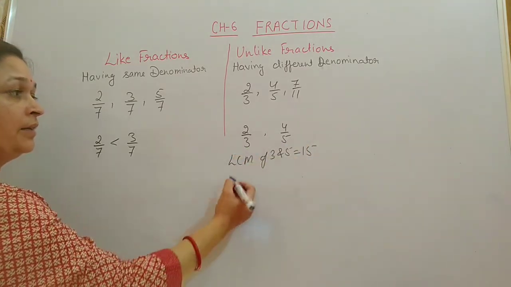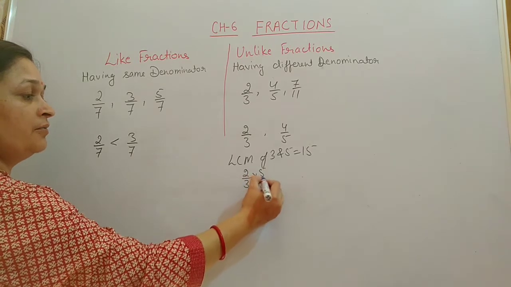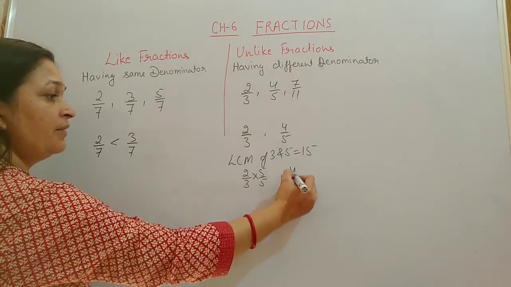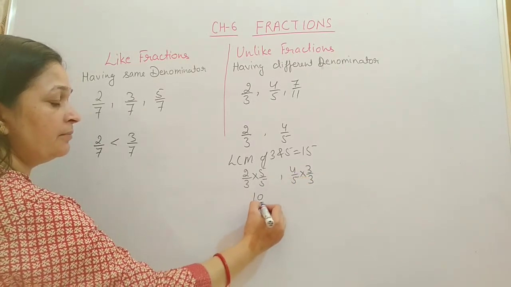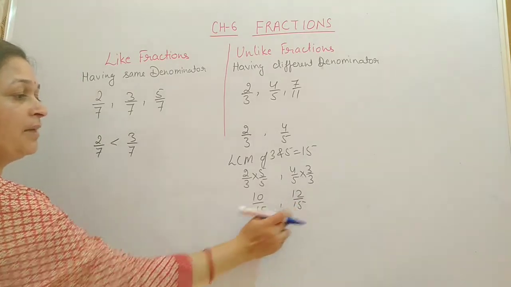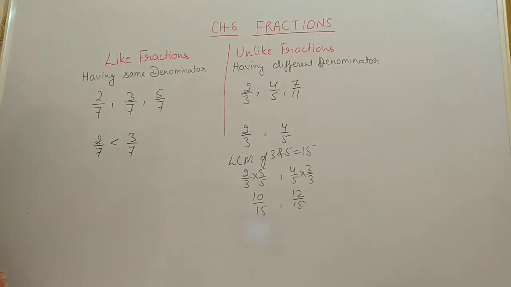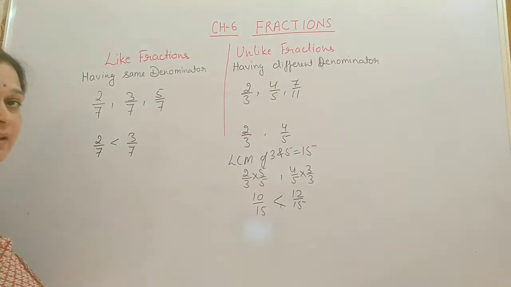15. Then we have to make both denominators 15. The first number we will multiply by 5 and the second number by 3. So it will become 10 by 15 and 12 by 15. After making them like fractions, only then can we do the comparison. Now you can easily compare: 12 is greater than 10.